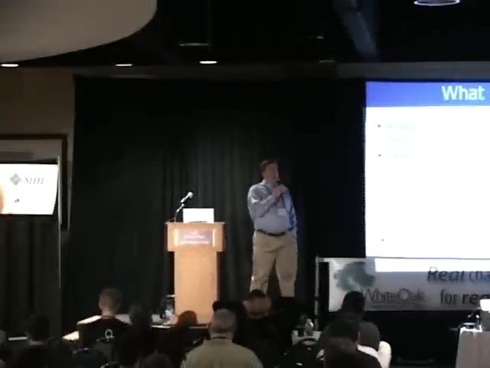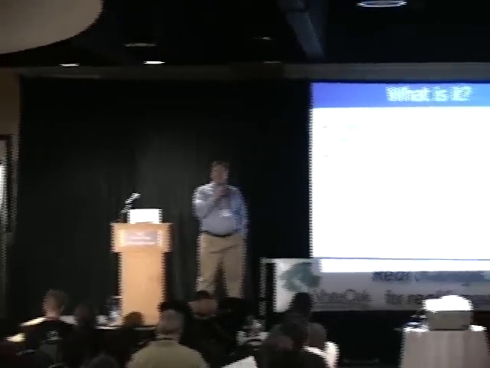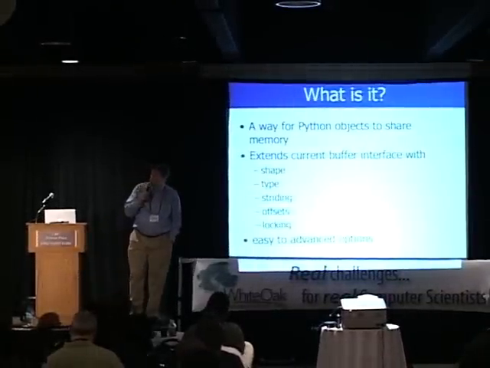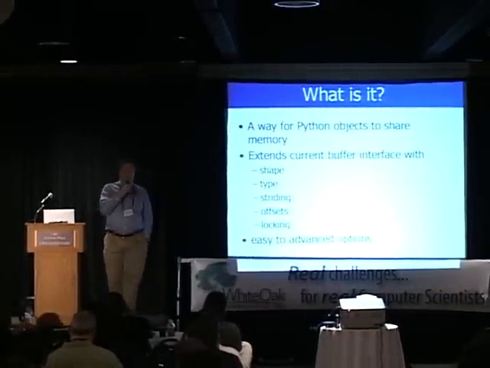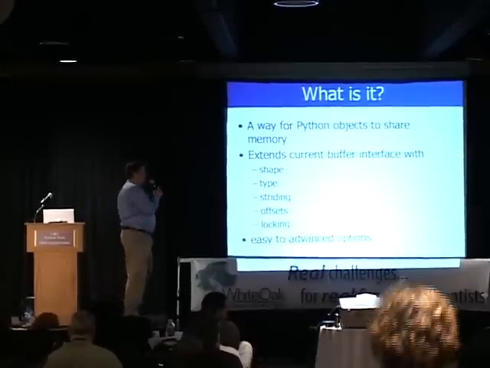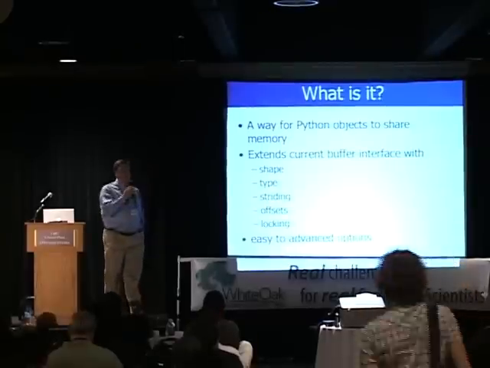That's also true for the PIL. The way the PIL laid out its memory couldn't share its memory with NumPy very well through the old Python buffer interface. The goal of the Python 3K buffer interface, which I hope to also backport to 2.6, that's the plan, is that it can extend the current buffer interface with more information.